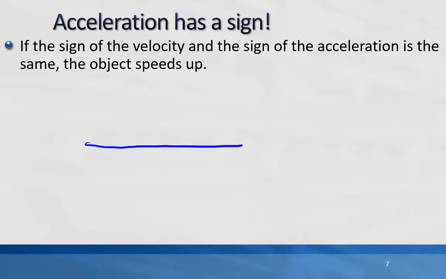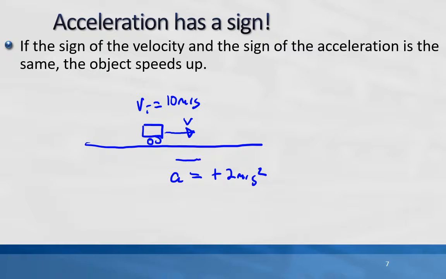In other words, if we had a car here with an initial velocity of 10 meters per second, and the acceleration is positive 2 meters per second squared, that would mean that as the car goes, the velocity is this way, the acceleration is this way, it's going to get faster. This tells you how much faster every second the car will get. After 1 second, this car will be going 12. After another second, 14. After another second, 16, and so on. It's going to get faster and faster.